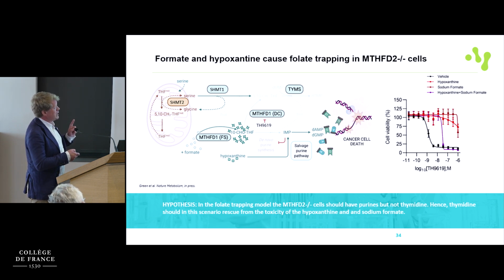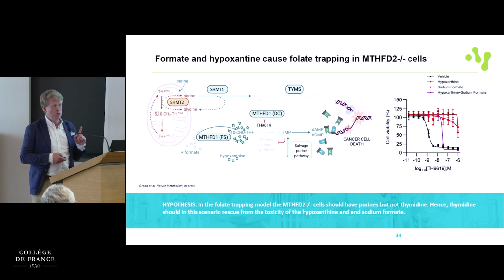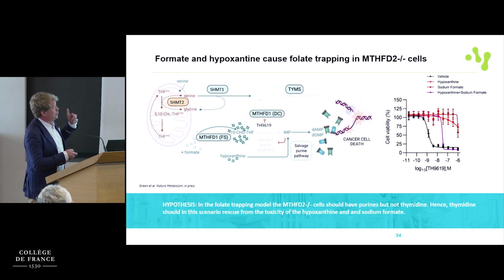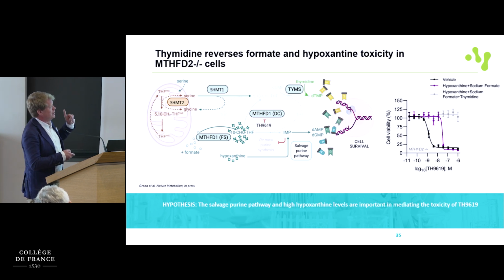So hypoxanthine rescues, sodium formate rescues, but adding in both, now you resensitize them again because you artificially generate this trap. And then that would make them, rather than not be able to generate purines, now they wouldn't be able to generate thymidine. So this should be rescued with adding in hypoxanthine, sodium formate, and adding in thymidine should rescue it. And that's exactly what we see.